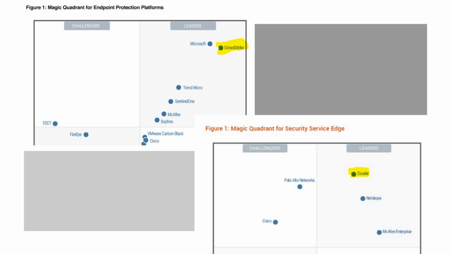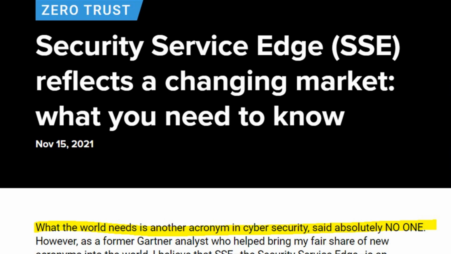In the lower right, you can see the quadrant for something called Security Service Edge. This is a new term that Gartner's MBAs came up with. You can see Zscaler is competing against names like McAfee, Cisco, Palo Alto, and Netscope. So when we talk about Security Service Edge, this is an article that somebody had published describing what it is, and it starts out with this sentence: what the world needs is another acronym in cybersecurity, said absolutely no one. Exactly, and they don't need more terminology. And again, going back to our original comment about how difficult it is to figure out what companies do, there are so many different ways of describing what they do and various acronyms and things like that.